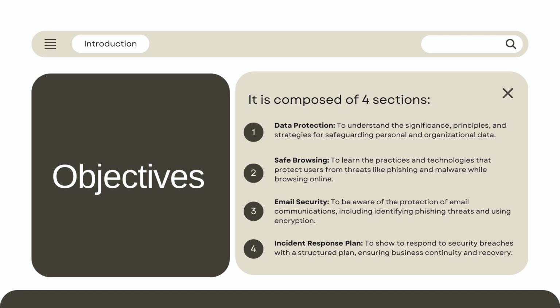Here are the objectives of the training. It is composed of four sections. We will tackle data protection and its strategies to safeguard data, safe browsing and its practices to protect users online, email security and the way to identify and avoid phishing threats, and last is the incident response plan and its key components.